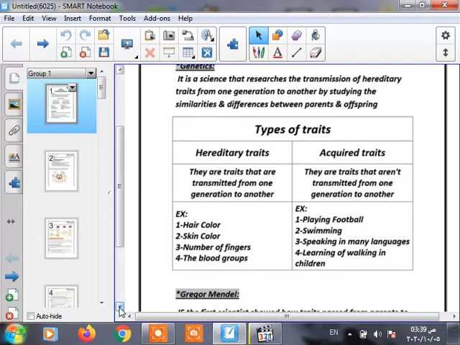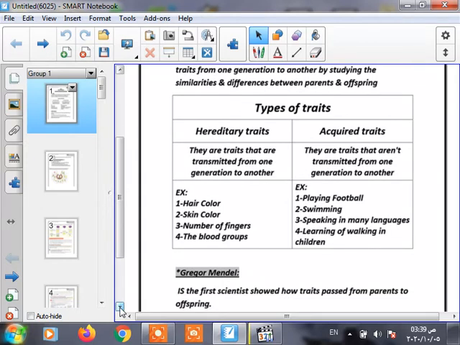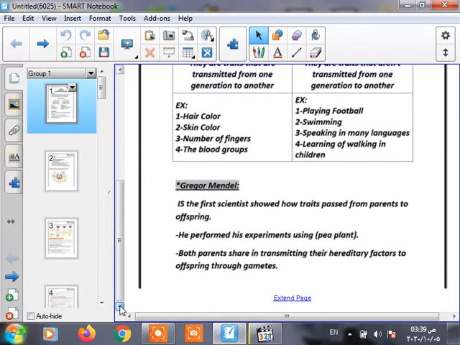What are the gametes like? Gametes are the cells which can transmit the trait from one generation to another. So what are the gametes? They are the reproductive cells like ova or sperm which carry the hereditary factor from the parents to their offspring.